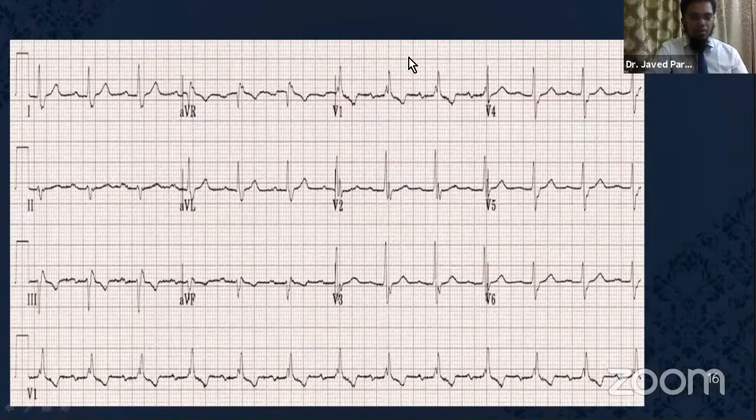So this is an example where a first degree AV block is there. Then you have right bundle branch block and you have LAHB. So if this patient presents with syncope, more likely the syncope was because of a high grade AV block.